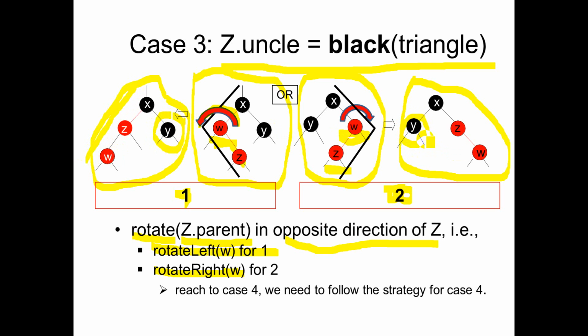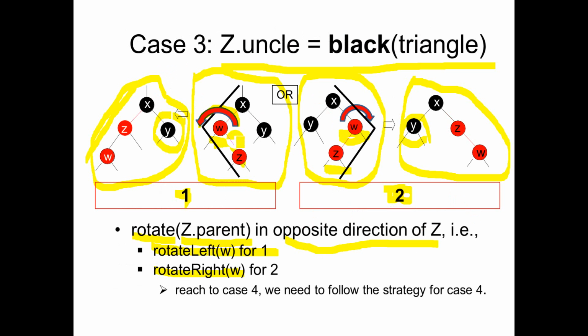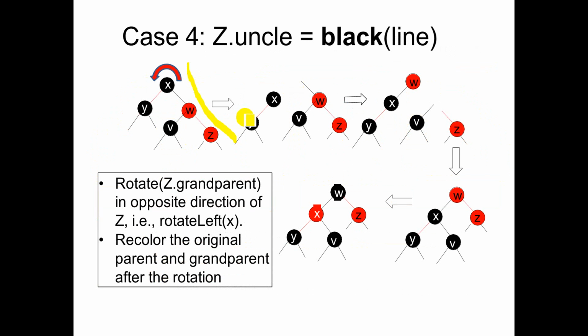So we can go back. Actually, I don't need to go back, especially this is case 4. So in case 3, if we do the rotation, we will reach case 4, right? So we cannot fix the violation yet. Now we need to follow the strategy for case 4. So how to do that?